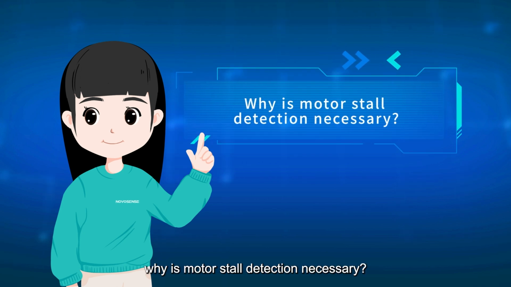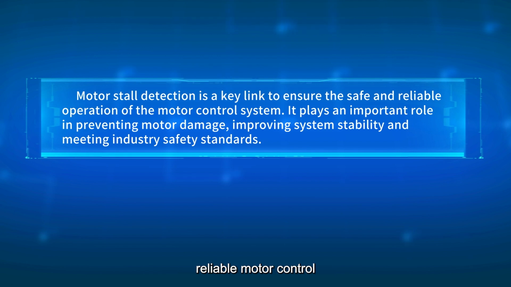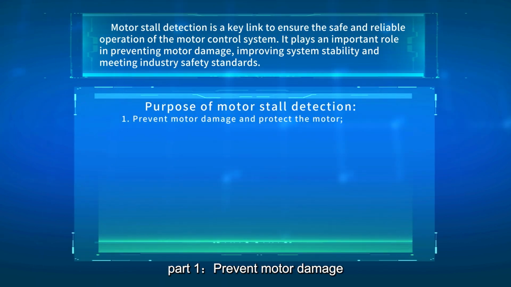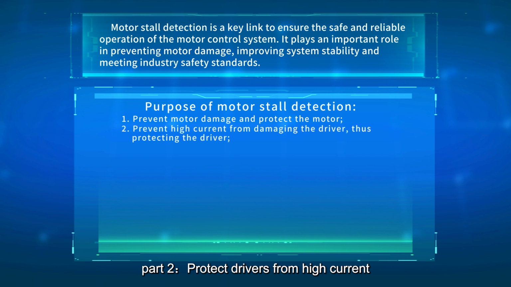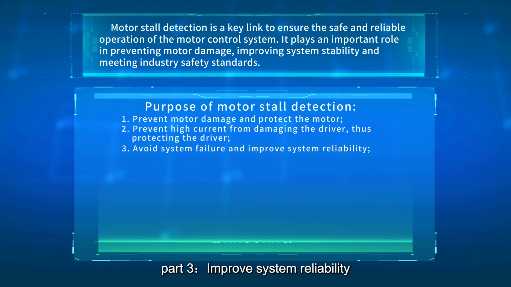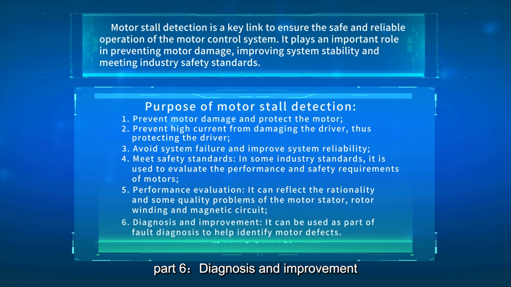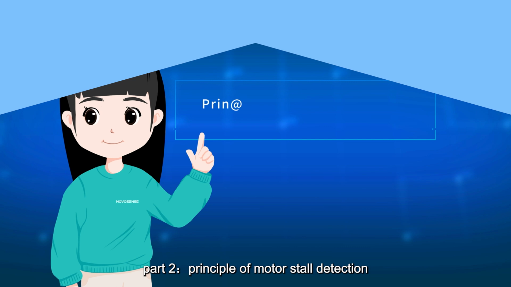Part 1. Why is motor stall detection necessary? Stall detection ensures safe, reliable motor control, preventing damage, improving stability, and meeting safety standards. Key purposes include: Part 1. Prevent motor damage. Part 2. Protect drivers from high current. Part 3. Improve system reliability. Part 4. Meet safety standards. Part 5. Performance evaluation. Part 6. Diagnosis and improvement.